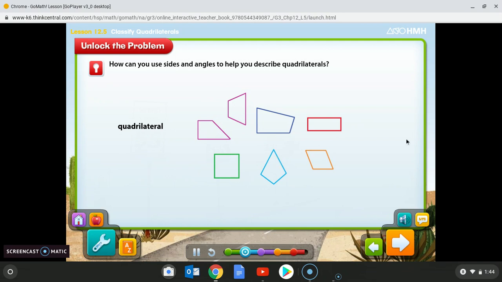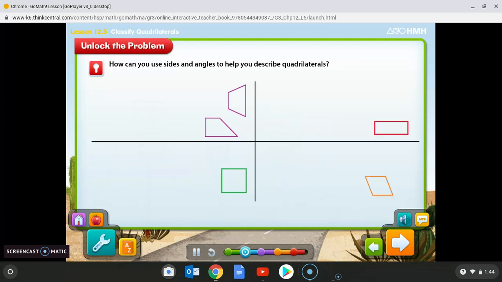So we're going to take these shapes right here and we're going to start describing them. First, let's start with understanding that a quadrilateral is a shape that has four sides, right? Quad is a prefix that means four. So a quadrilateral not only has four sides, a quadrilateral also has four angles. There are four quarters in a dollar. You can talk about quads and how a four-wheeler is a quad. It means four.